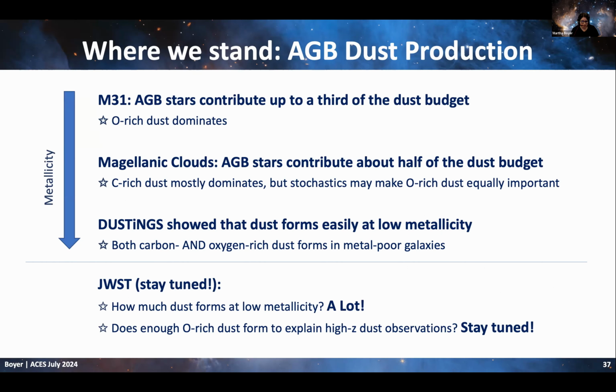In the lower mass dwarf galaxies, we're showing that dust is forming very easily at low metallicity. It's mostly carbon rich, but it does appear that there is at least a small population of these oxygen-rich stars that could be very important at high redshift.